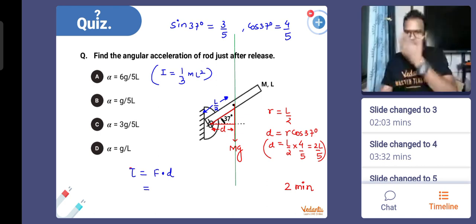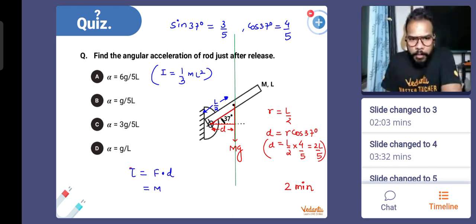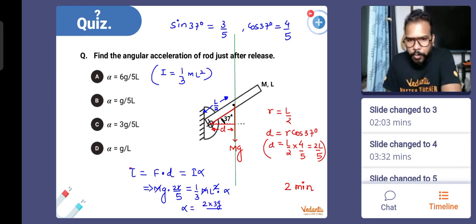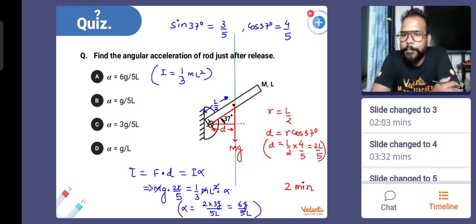Okay guys, so the value of force will be mg, and this will be equal to I alpha also. So mg acting at a distance 2L by 5, moment of inertia 1 by 3 ML square, correct? And this is alpha. So L gets cancelled, M gets cancelled, alpha comes out to be 2 into 3 into g by 5L, that is 6g by 5L. That's the value that I'm going to get, right everyone?